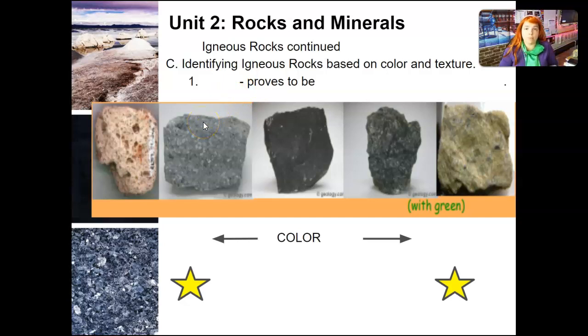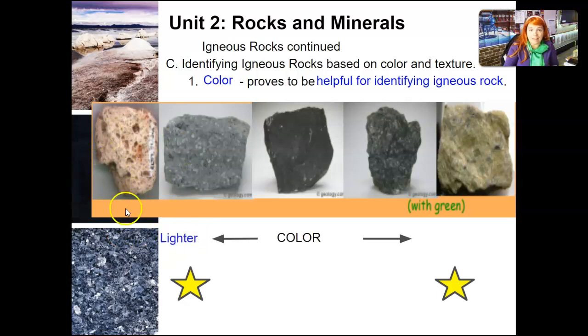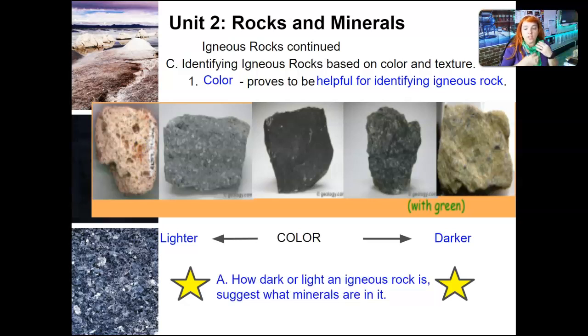So, identifying igneous rocks based on color and texture. I know we said with minerals that color's a bad thing. However, with igneous rocks, color is important. So color proves to be very helpful in identifying. How so? You have lighter colored and then you have darker colored. The lighter color, you'll see more like this, and darker color could be like this. How dark or light an igneous rock is identifies what type of minerals are in there and what type of composition, what it's made up of.